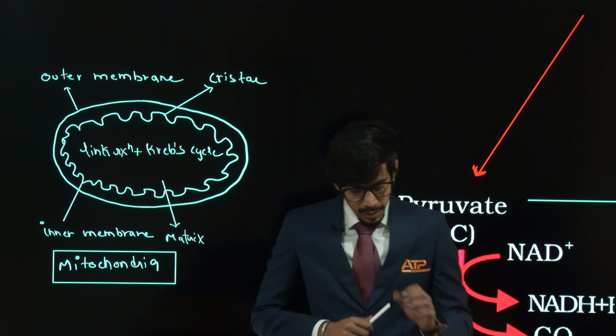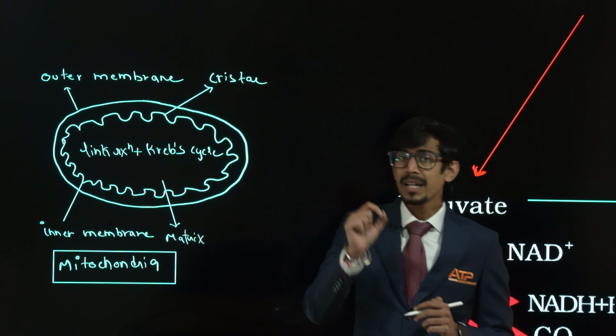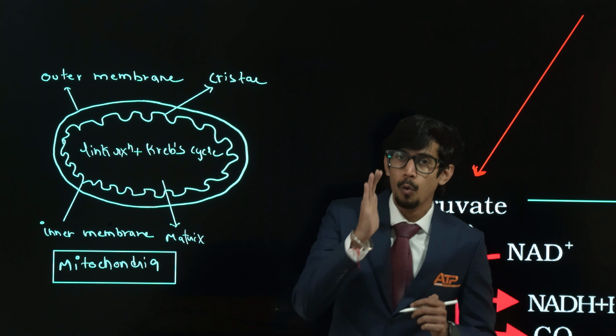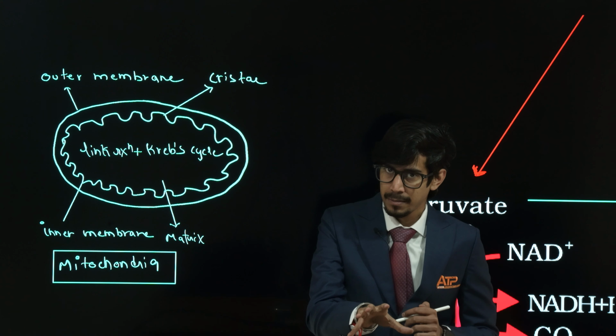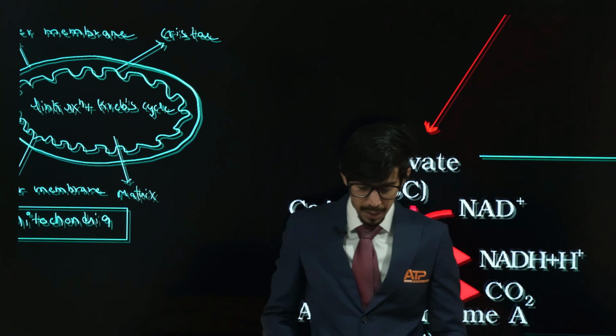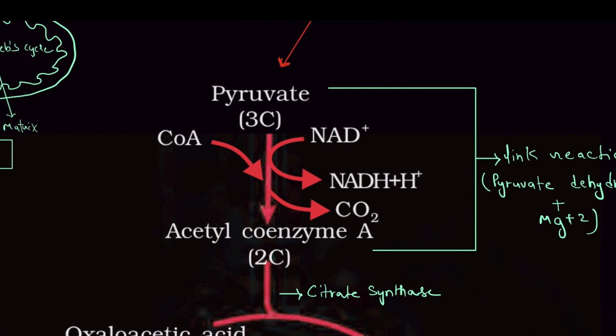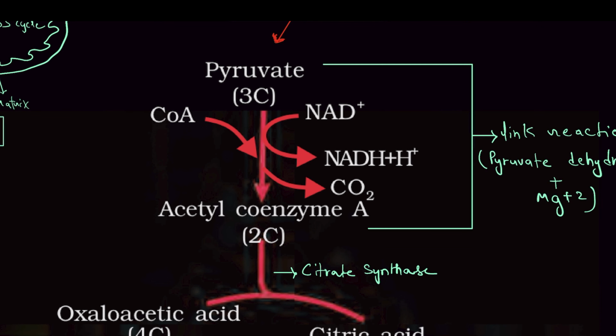Fine. Now, let's see what happens to this pyruvic acid when it enters into the mitochondrial matrix. Okay, so see here, pay very close attention. This pyruvic acid, which is pyruvate here, right? When this pyruvate or pyruvic acid enters into the mitochondrial matrix in the presence of coenzyme A, it gets converted into acetyl coenzyme A.